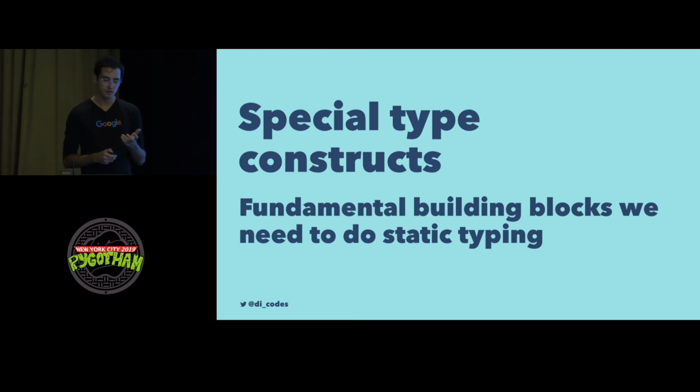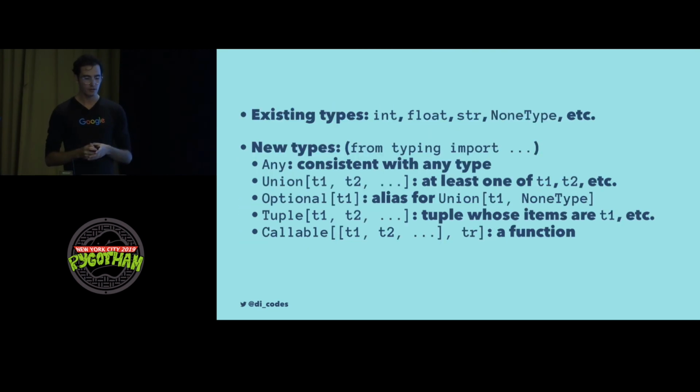This PEP also introduced some special type constructs. These are fundamental things we needed to do static typing. It takes all the existing types and then allows us to construct new types as well. So these are types like Any. Any would match the type of anything at all. Union would be the combination of two types. Optional would be an alias for the union of None and some existing type. Tuple, Callable, et cetera, would match those similar objects in Python.